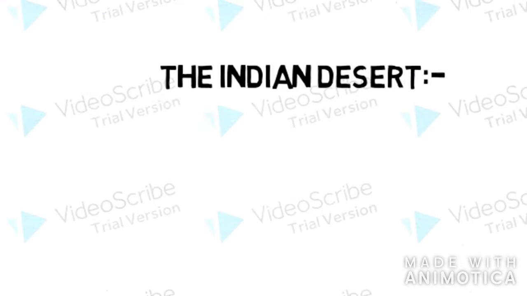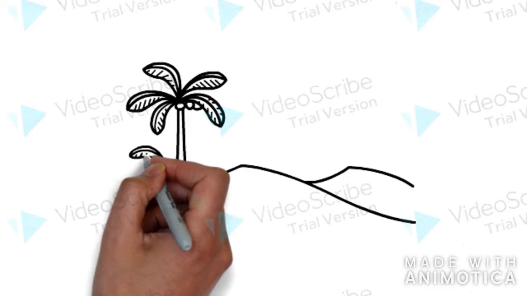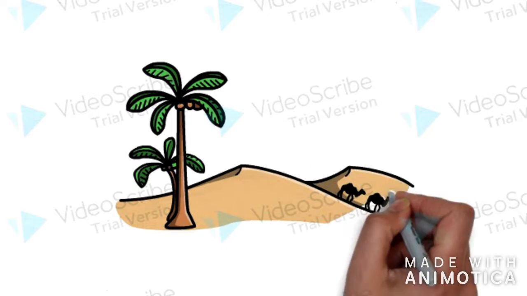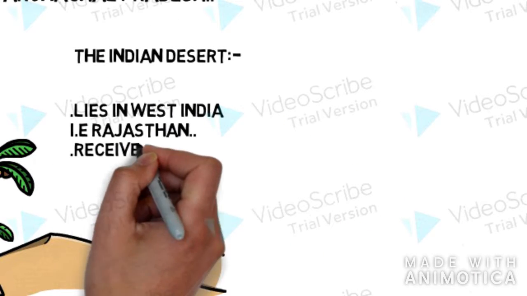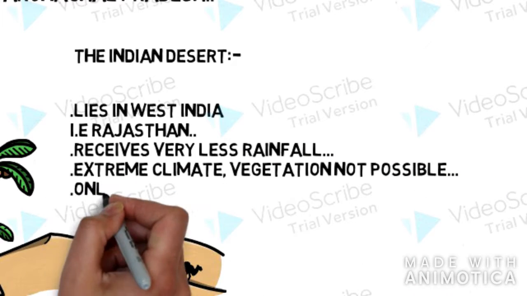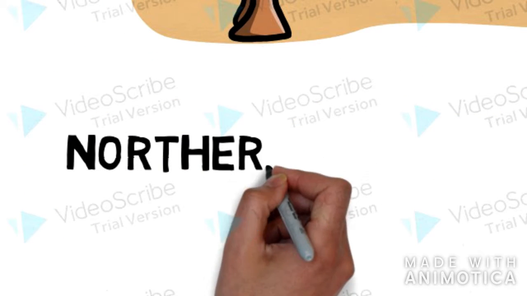So now let's move on to the other physiographic feature. What is the next one? So north, now come a little bit down. You'll find the Indian desert. The Indian desert is none other than the Thar desert. It lies in West India, that is Rajasthan, receives very little rainfall, has an extreme climate, vegetation is not possible, and there is only one river called Luni. So that's all about the desert.